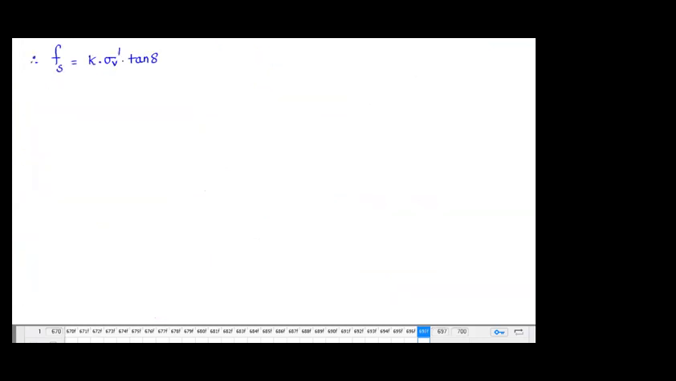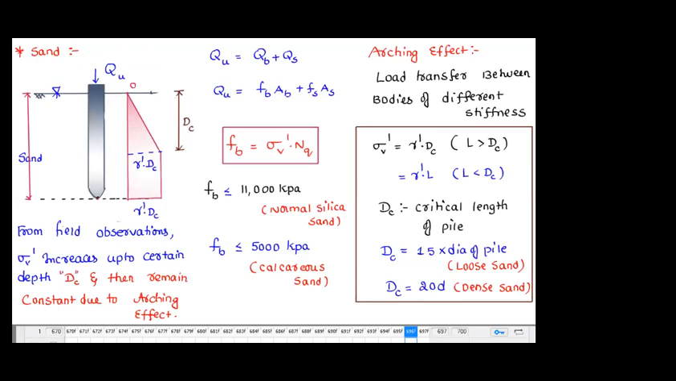Okay. Now coming to the FS, where FS is equal to K into sigma V dash into tan delta. Now, let's see this sigma V dash. If you observe here, the sigma V dash is nothing but the average vertical stress, right? Does my voice is clear for you? Yes, right? Yeah. So, average vertical stress.